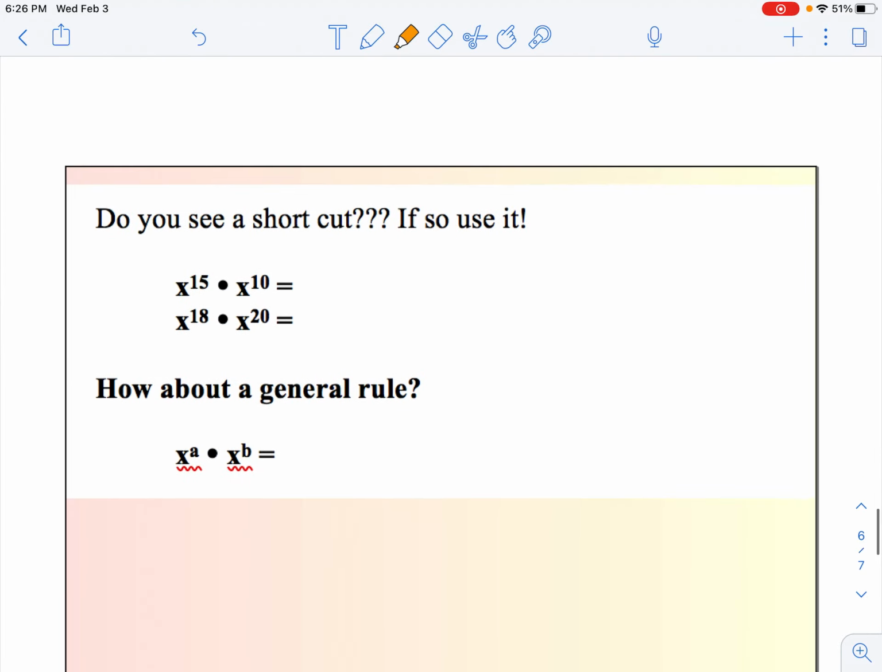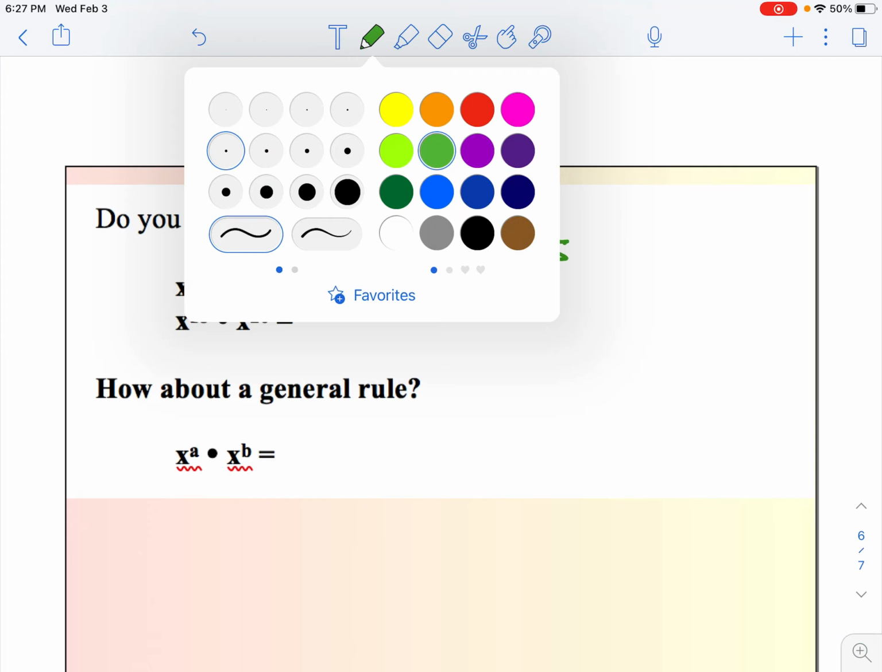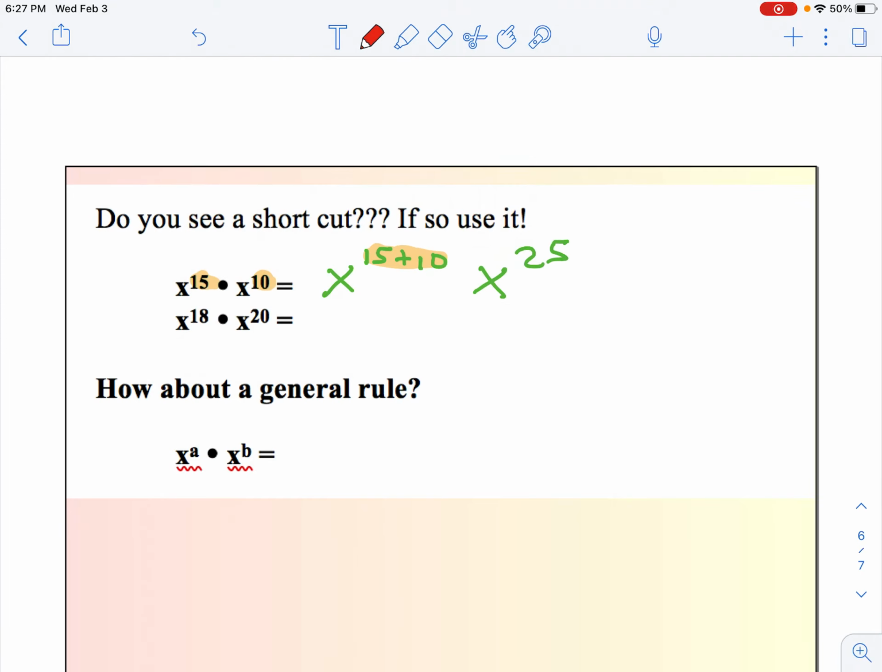So, do you see a shortcut now? Hopefully you start to see that this is really x to the 15 plus 10 power. You're adding these powers, 15 and 10, together. And that gives you the total answer of x to the 25. What about the next one? You try it. See if you can get this one correct. This would be x to the 38.